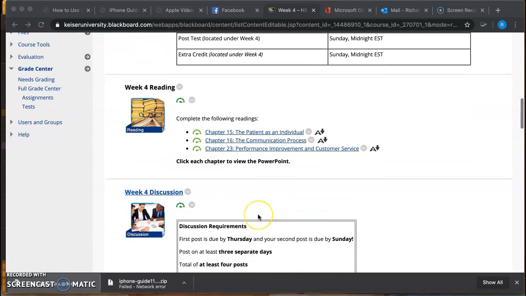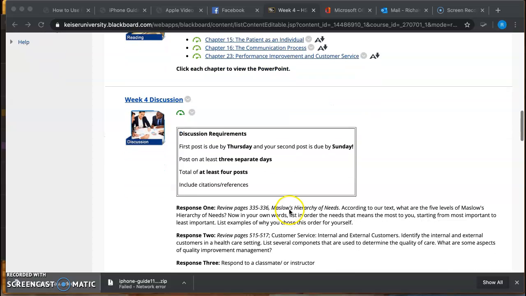Your week 4 reading, you have chapter 15, the patient as an individual, chapter 16, the communication process, and chapter 23, performance improvement and customer service.